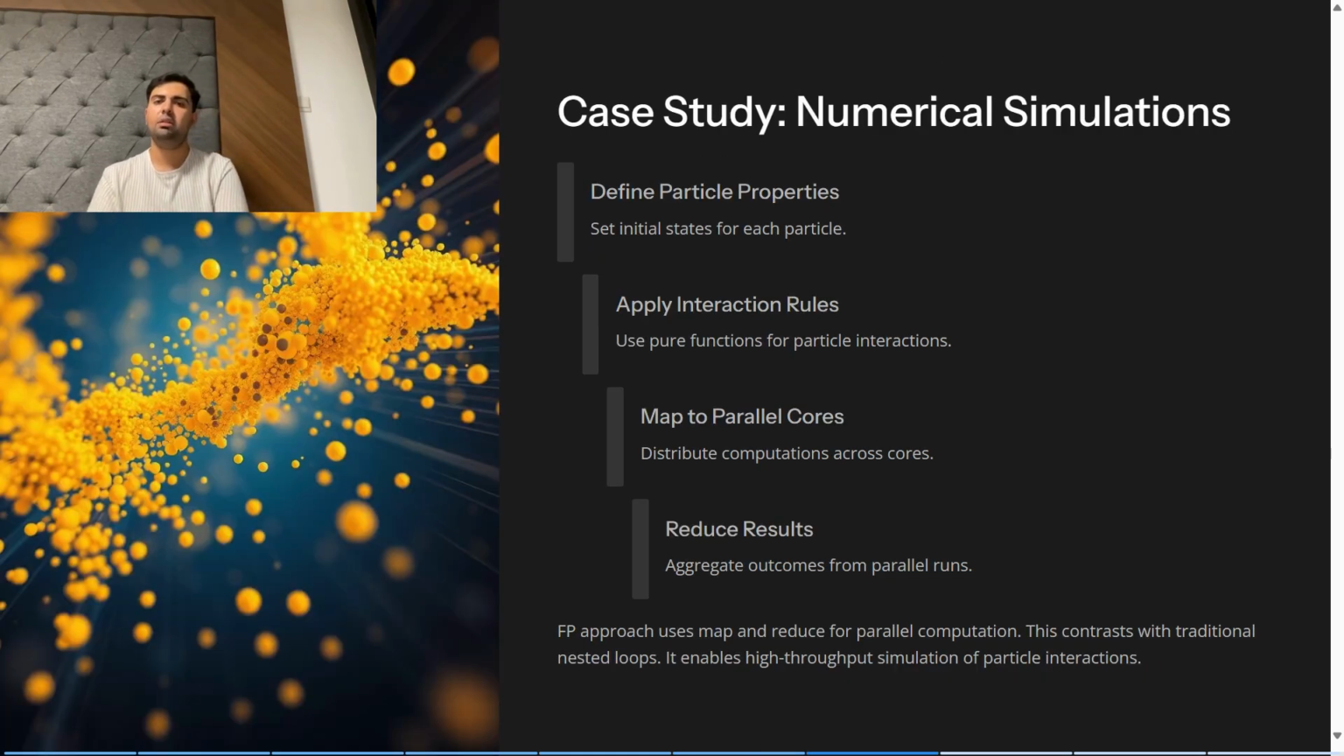Then we have case study numerical simulations: define particle probability, particle properties, apply integration rules, map to parallel cores, reduce results.